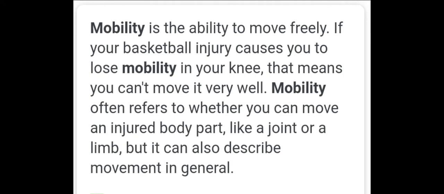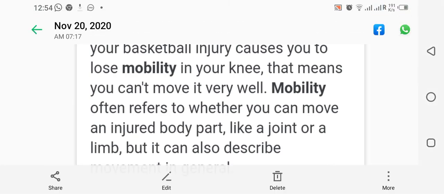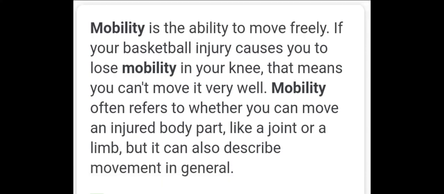Mobility: mobile, moving. It is the ability to move freely. If your basketball injury causes you to lose mobility in your knee, that means you can't move it very well. Mobility often refers to whether you can move an injured body part like a joint or a limb, but it can also describe movement in general.